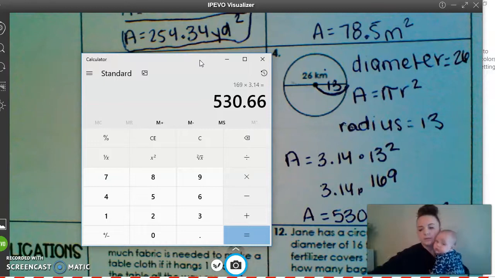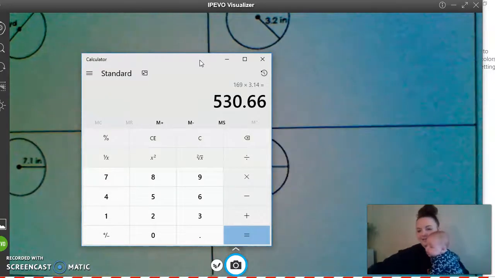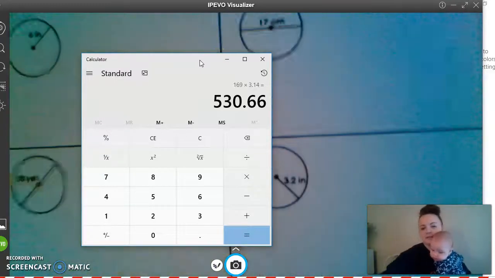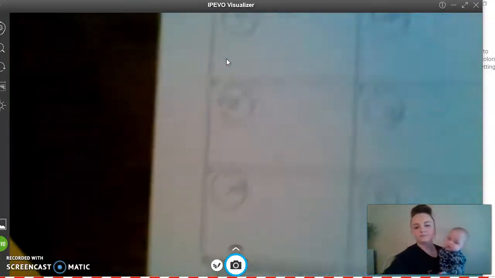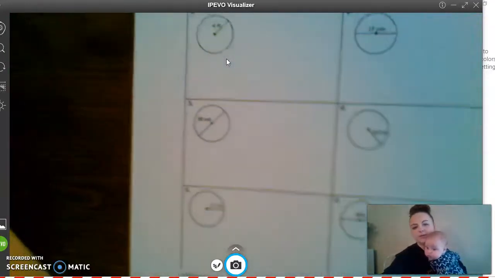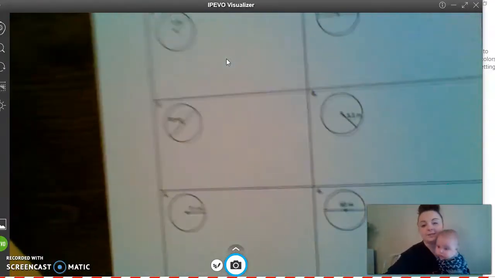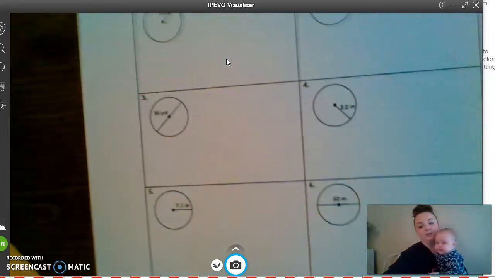What you guys are going to do tonight, and as your very, very last assignment, is 6 problems, okay? Just 6 problems where you're finding the area using either a radius or a diameter, okay?